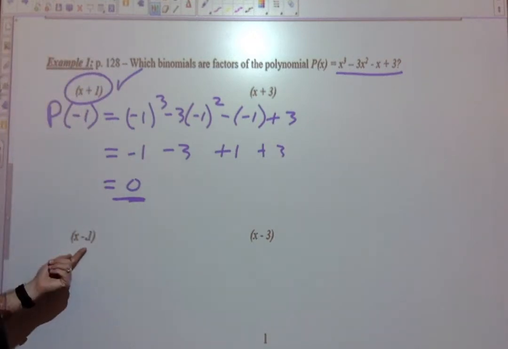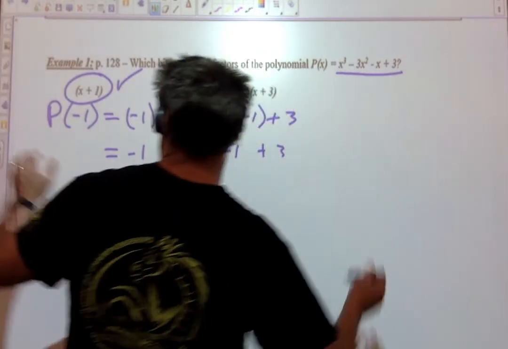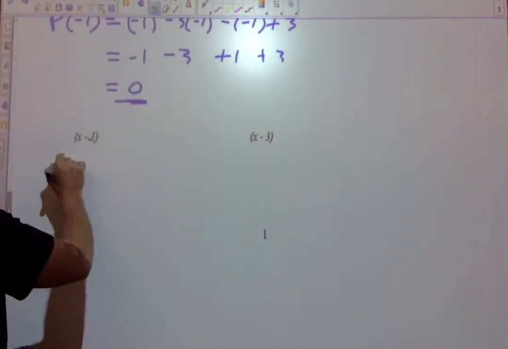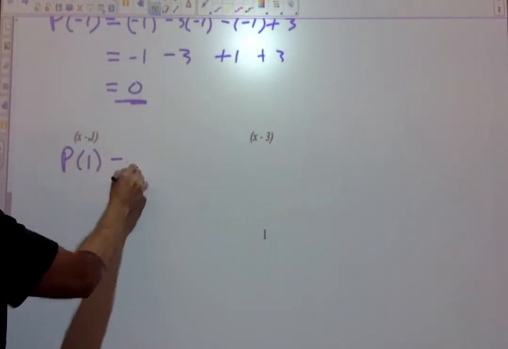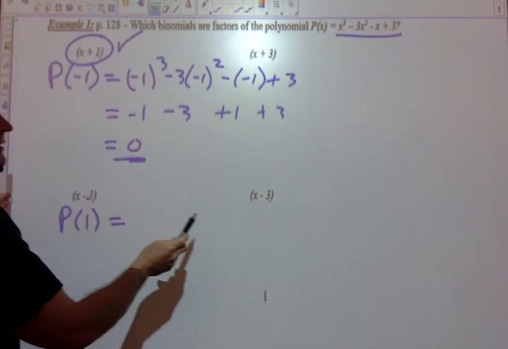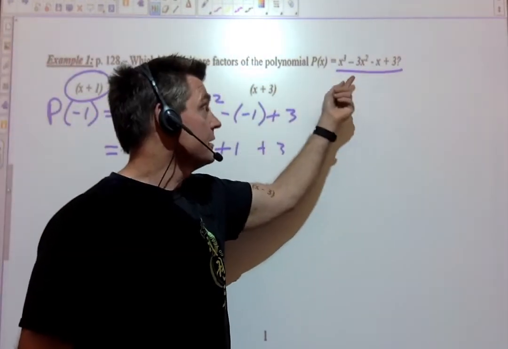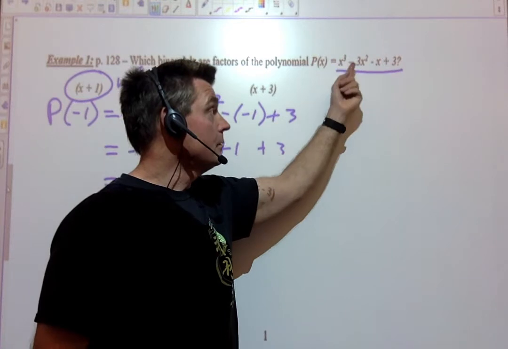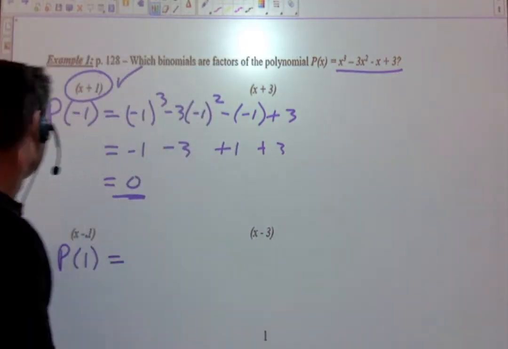Let's try -1. Oh yeah. Hang on, let's try this. So in other words, p of +1. So I'm going to take +1 and plug it into the polynomial. That's the best one to plug in. I'm just plugging in ones. So it's going to be 1 minus 3 minus 1 plus 3.